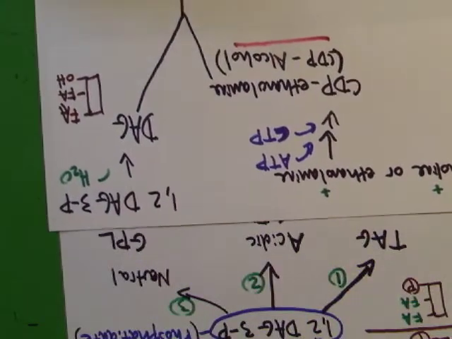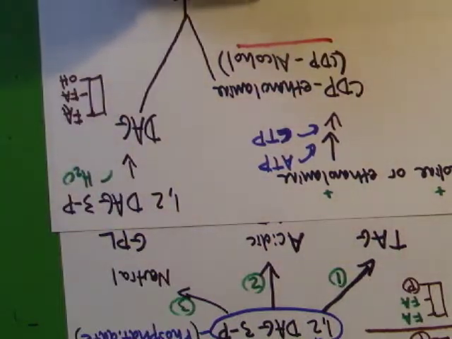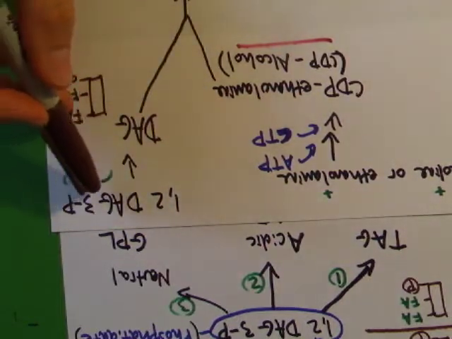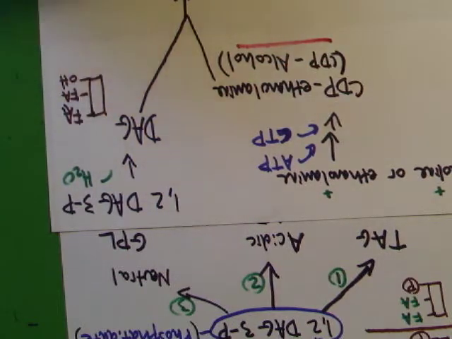Now to make a neutral GPL, we're starting out with the same precursor. You're going to add water to take off the phosphate, so it's going to look like this. Here's your DAG, the two fatty acids, and OH ready for binding.